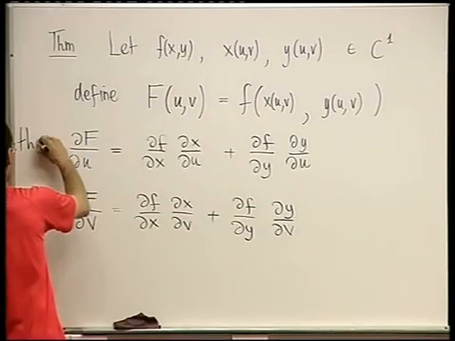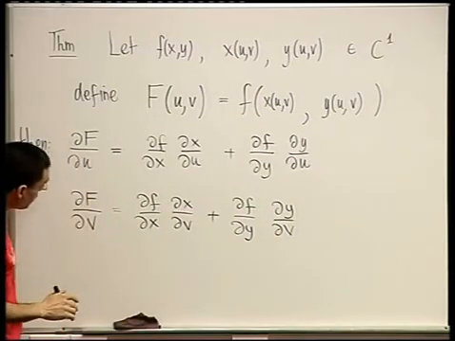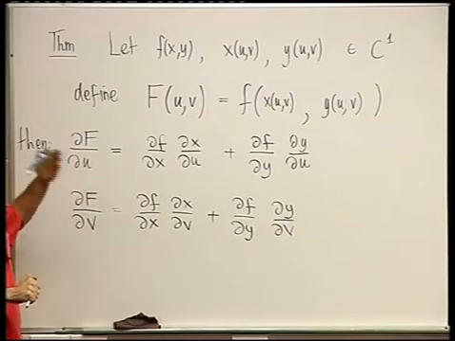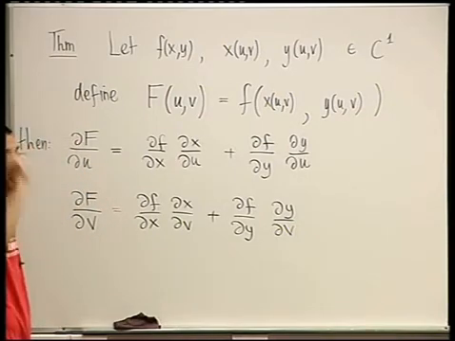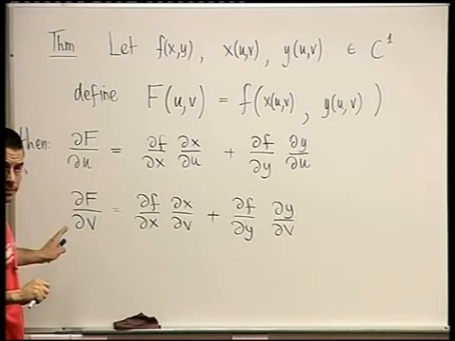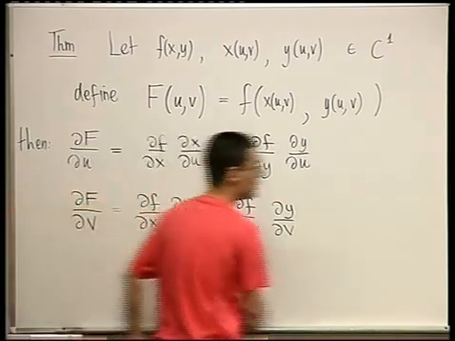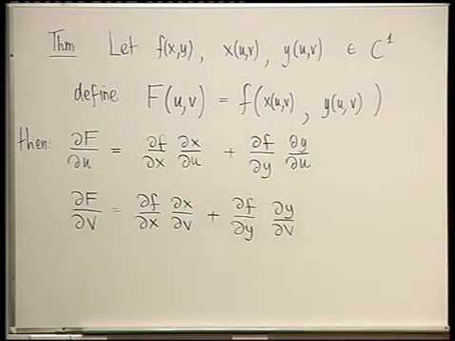So this is the chain rule for composition of two variable functions, three two variable functions. Good? Let's do an example of this. Let's do another example. Maybe I don't need to erase, I have an empty board there.